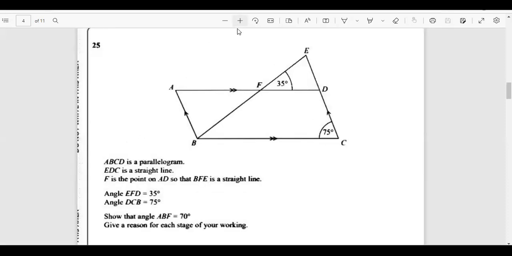Right. So let's talk about this question. Now, it is a simple question. It's from geometry. It says ABCD is a parallelogram, ADC is a straight line, F is the point on AD, so that BFE is a straight line. The angle EFD is given, the angle DCB is given. Show that the angle ABF is 70 degrees. You need to show this angle. So try finding it out and then I'll ask you.